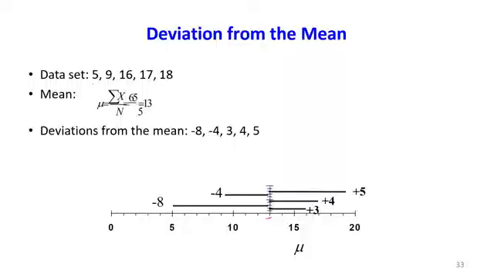So here in this case, if this is my entire data, and this is my mean, and I want to understand how the data is varying from the mean, considering that mean is my central location. So the deviation is -8, -4, 3, 4, 5. With this, I can understand on which side there are more deviations, whether it is on the left hand side or on the right hand side.